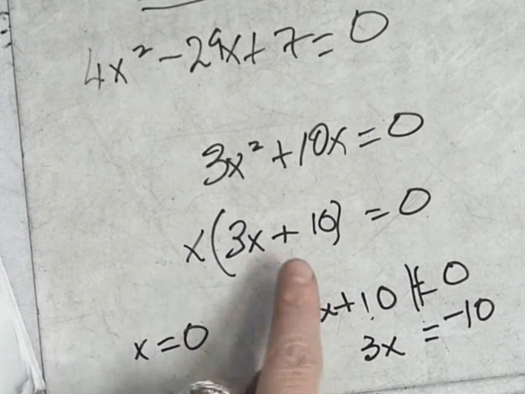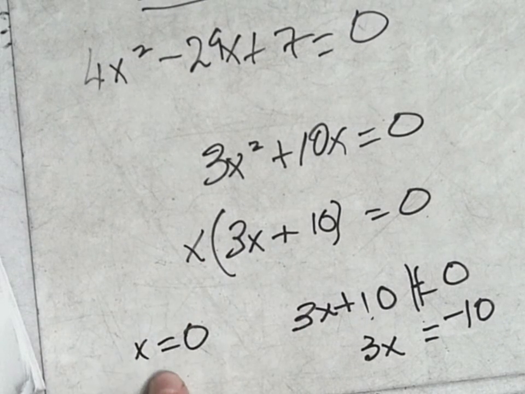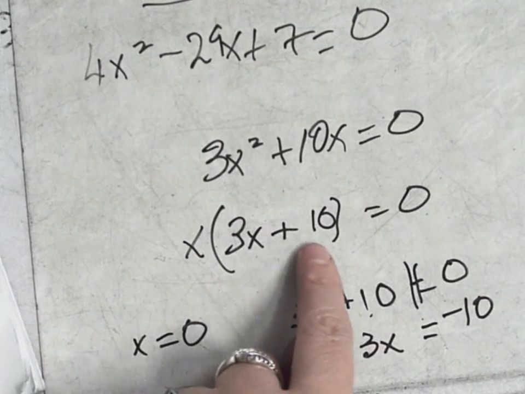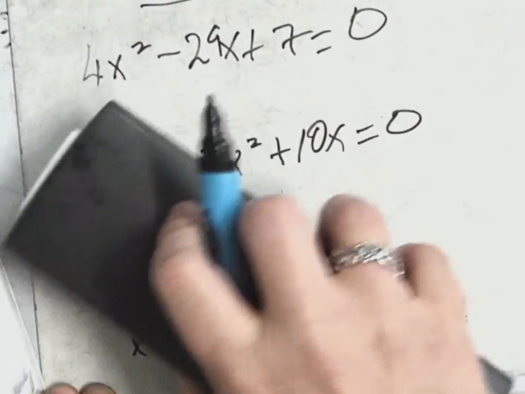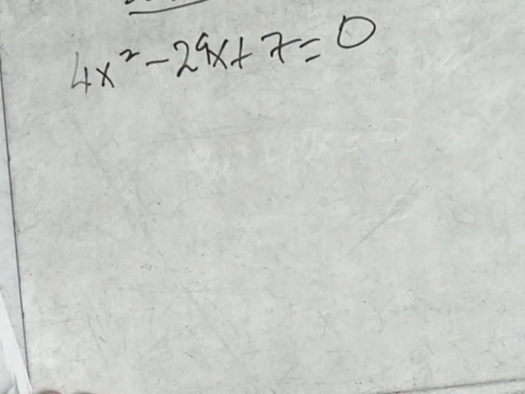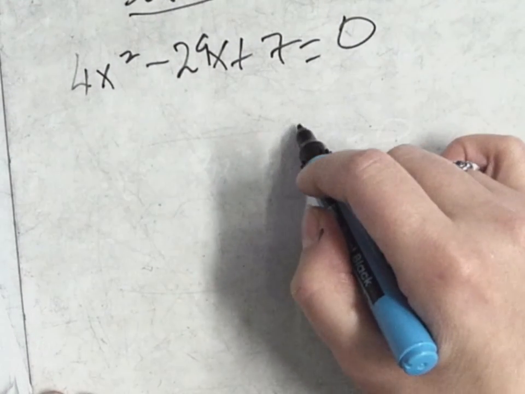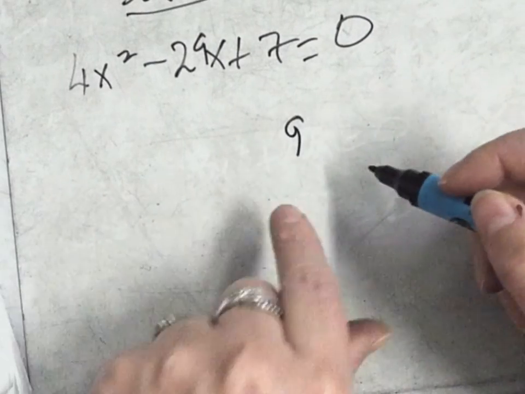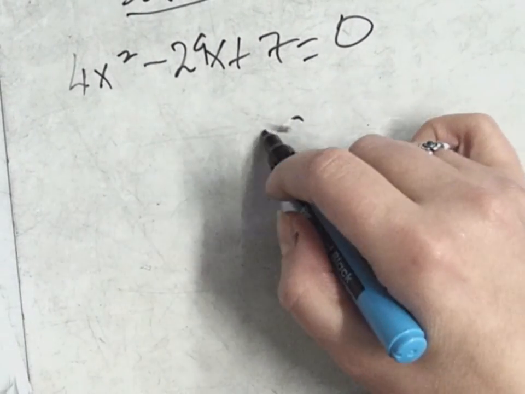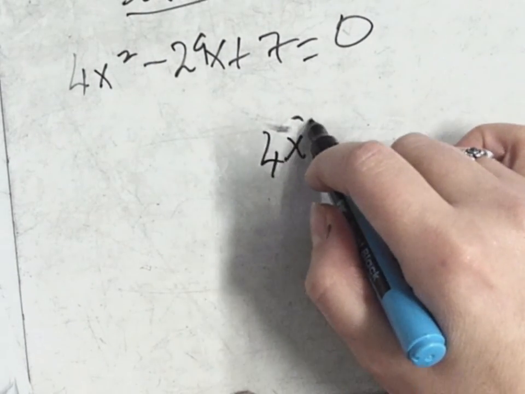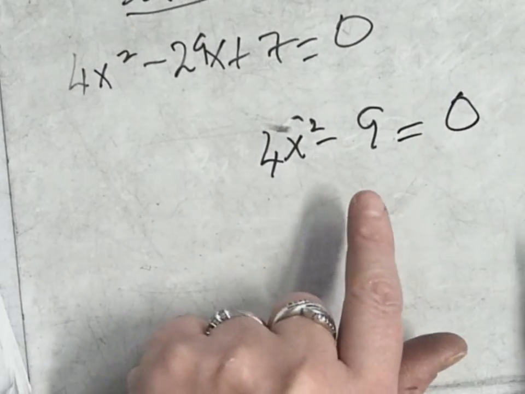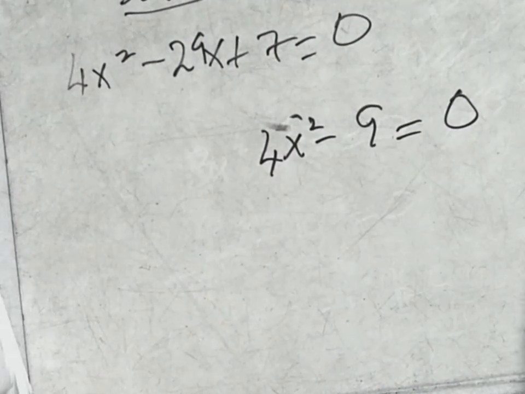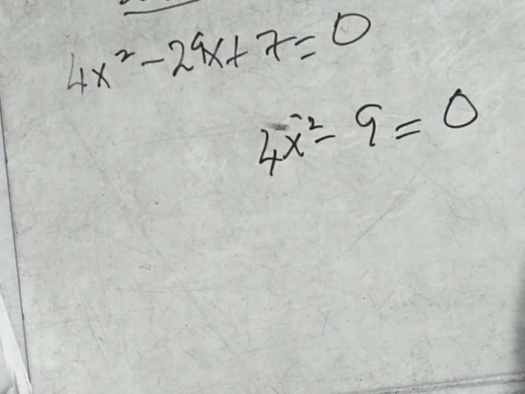Take out an x and then leave the x equal to 0, that's one answer, and the other bracket, leave that equal to 0 and get a second answer. Right, and the type 3 then is the difference of two squares. So if I have something like 4x squared minus 9 equals 0, you're missing the x term. So it has to be type 3, the difference of two squares.